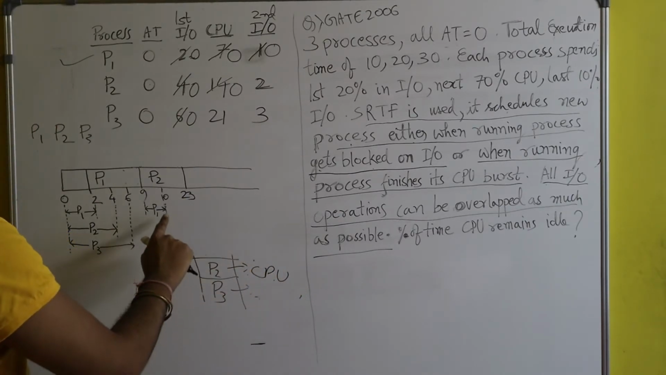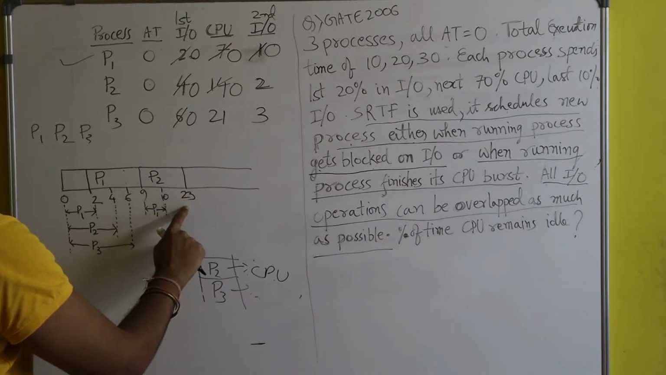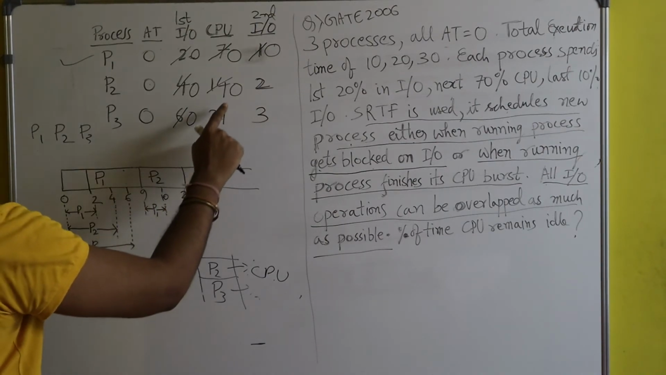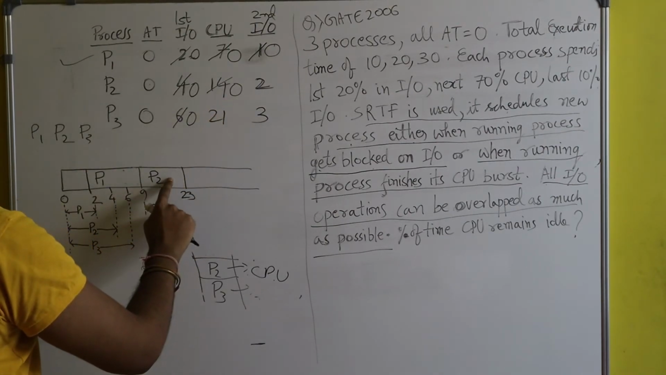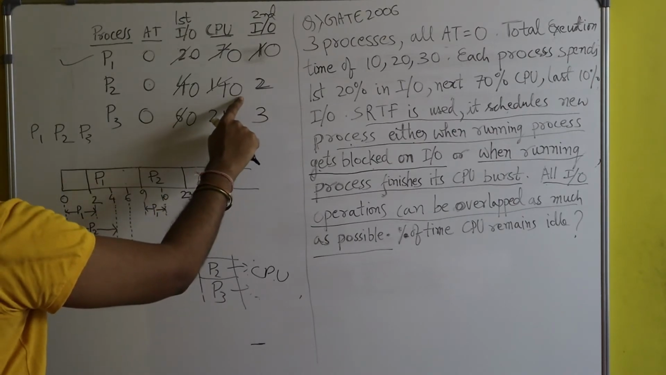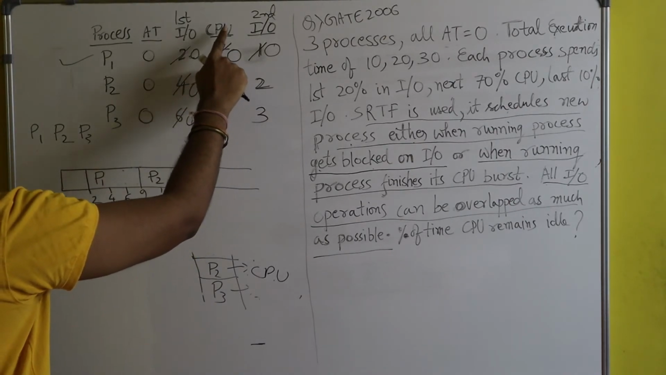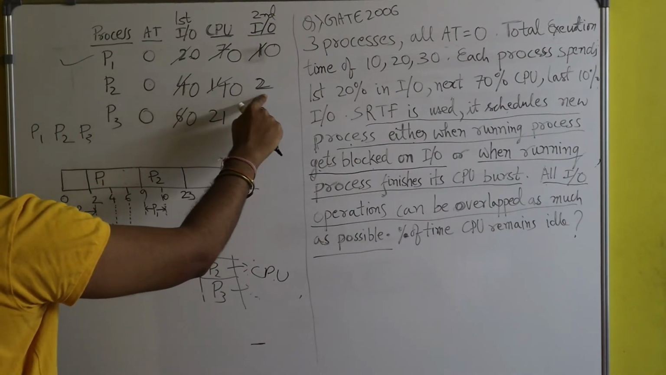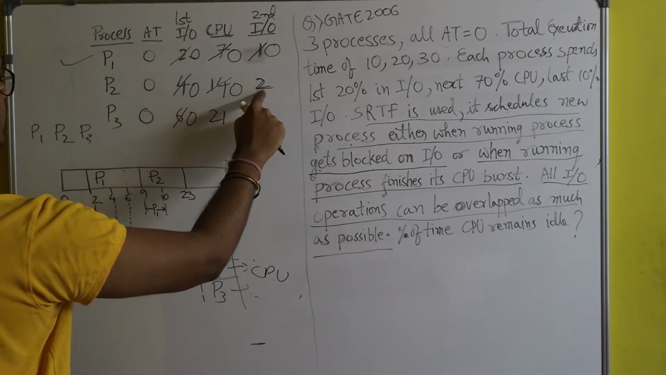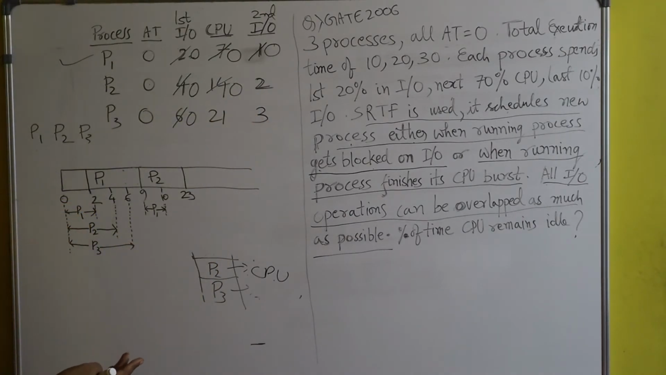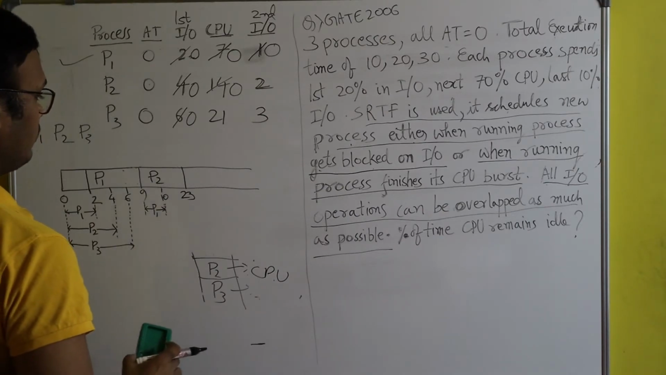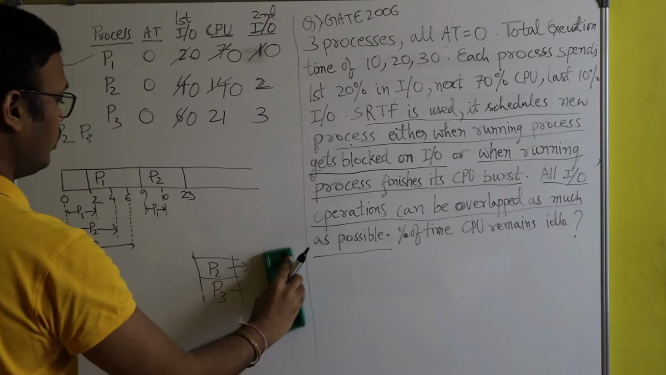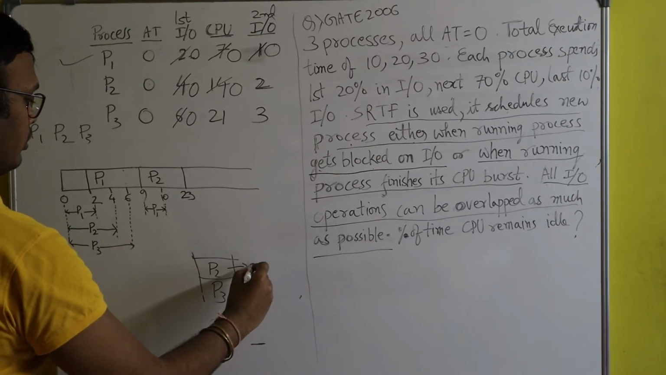And you see here, after the completion of the CPU time of process P2, process P2 needs IO again. So process P2 is requesting IO for 2 seconds again. It means process P2 will now move into the blocked state. Here process P2 will be busy with the IO.